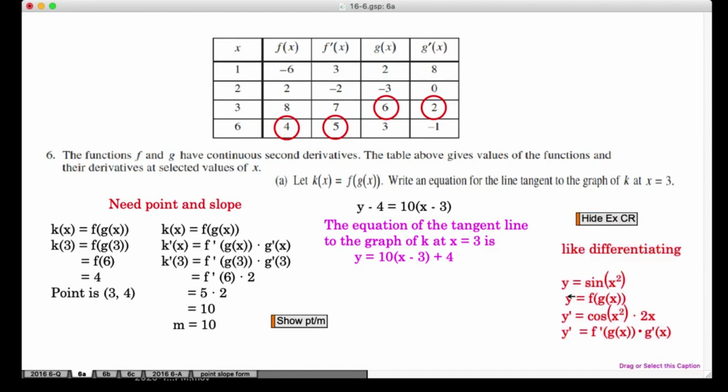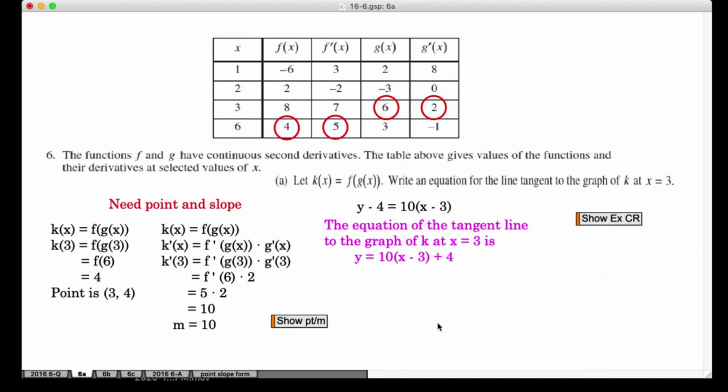If I asked you, y is equal to sine of x squared, this is a composition of functions. You'd say y prime is the derivative of sine, which is cosine of x squared, times the derivative of the argument in here, which is 2x. It's just like if sine is f and x squared is g of x. So the derivative would be f prime of g of x times g prime of x. You need to know this rule. It's most likely going to be asked at some point on a test.